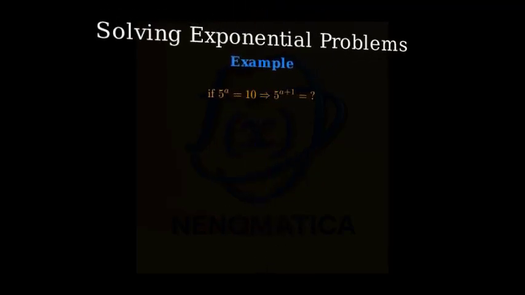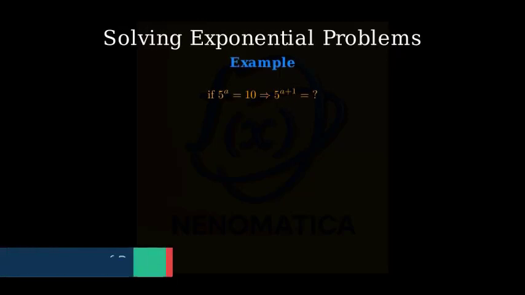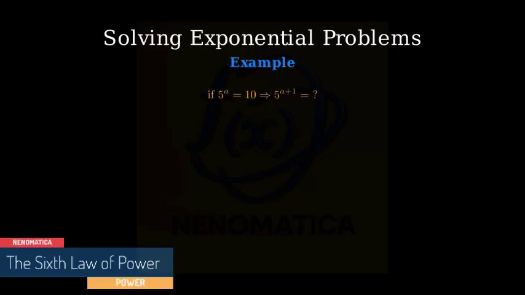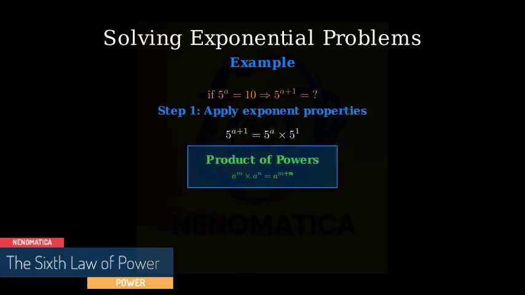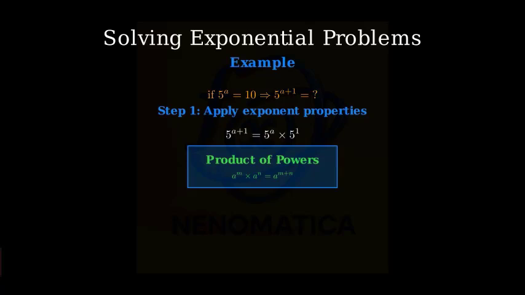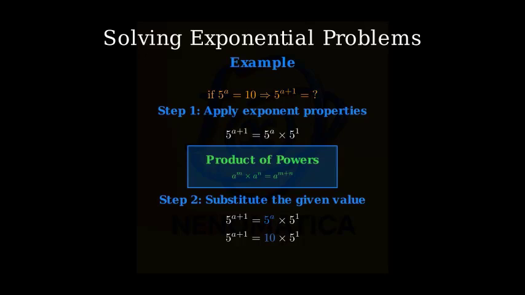Let's start with our first example. If 5 to the power of a equals 10, find the value of 5 to the power of a plus 1. To solve this problem, we'll use the well-known property of exponents that says 5 to the power of a plus 1 can be expressed as 5 to the power of a multiplied by 5 to the power of 1. Now, we know from the problem statement that 5 to the power of a equals 10. So we'll substitute this value into our equation.